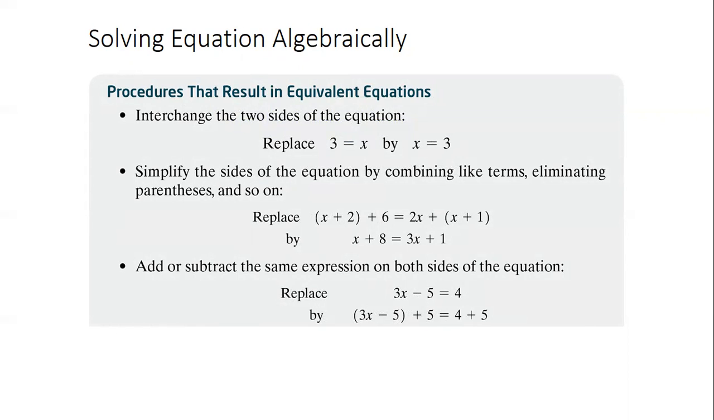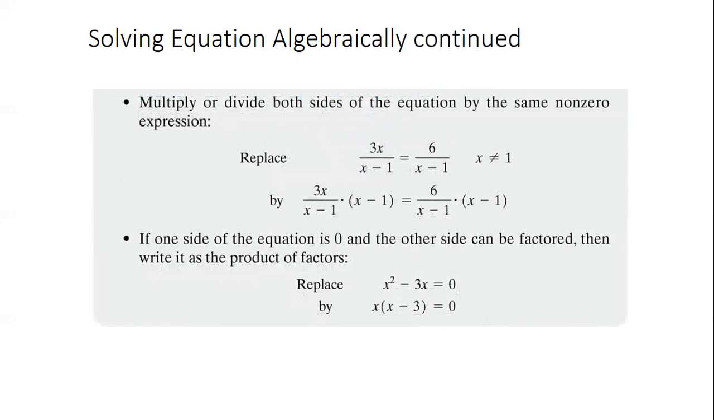Simplify the sides of the equation. So before I start moving things across the equal sign, I want to make sure that both sides are completely simplified, okay? And then add or subtract same expressions. I want to use inverse operations. So I want to add or subtract first before I start multiplying, dividing, and powers and stuff. Okay, then I'm going to multiply and or divide. And then lastly, if there is a power involved, then I will utilize the power and or parentheses.